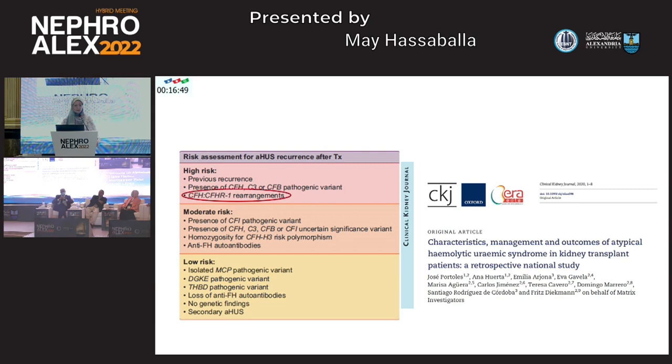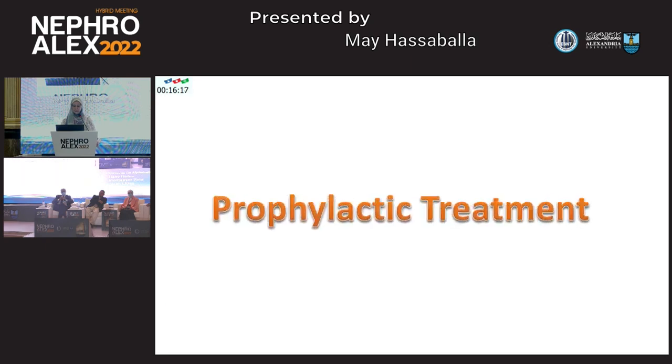And in 2020, there was a paper that added further tests to the KDIGO guidelines, including the complement factor H-related proteins rearrangements for the high risk, and for the moderate risk, homozygosity for the complement factor H, H3 risk polymorphism, and for the low risk, it added the diacylglycerol kinase epsilon pathogenic variants and thrombomodulin pathogenic variants. Those with no genetic findings were first included in the moderate risk. Now they are put in the low-risk group together with the secondary atypical HUS.